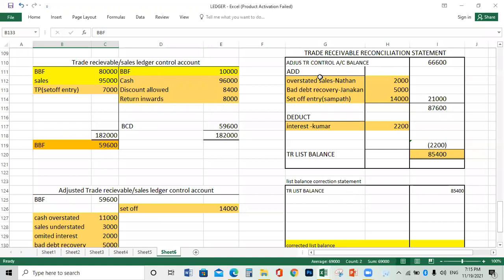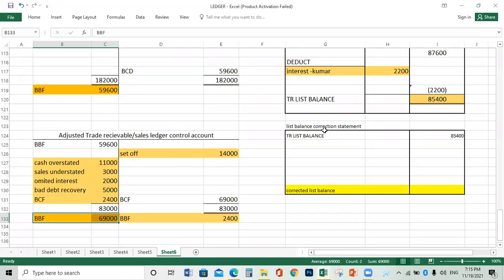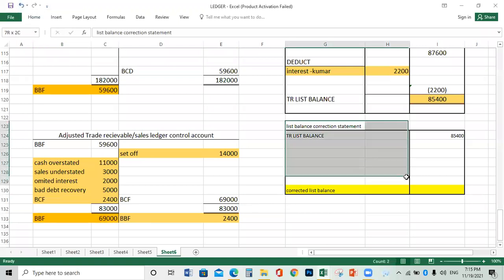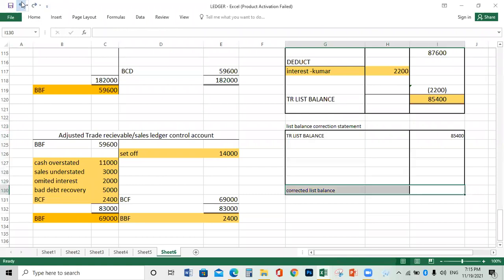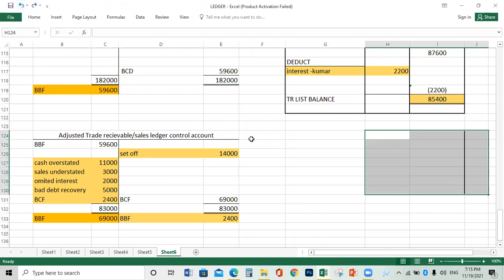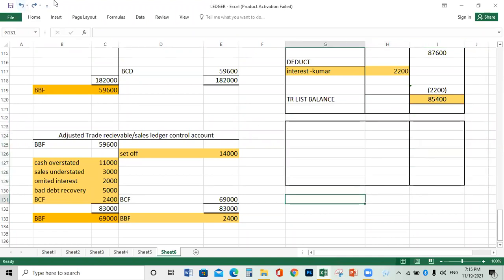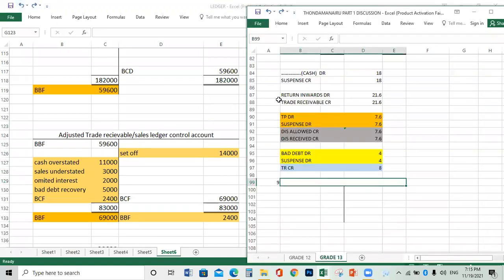Adjusted. Because if there are no errors, your trade receivable list balance and control account should be equal. So after you correct the list balance and after you correct the control account, both should be equal. I hope now y'all are clear. Fine. Now we can go to the question.